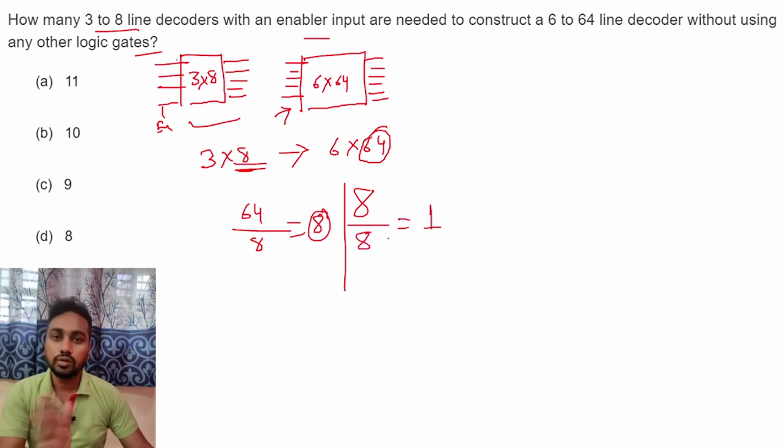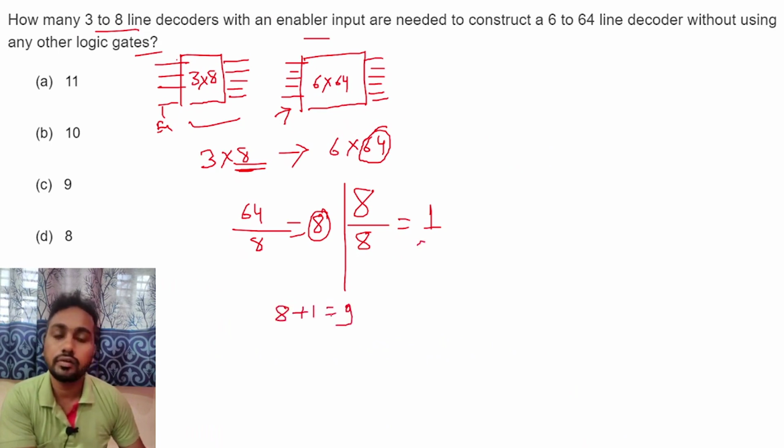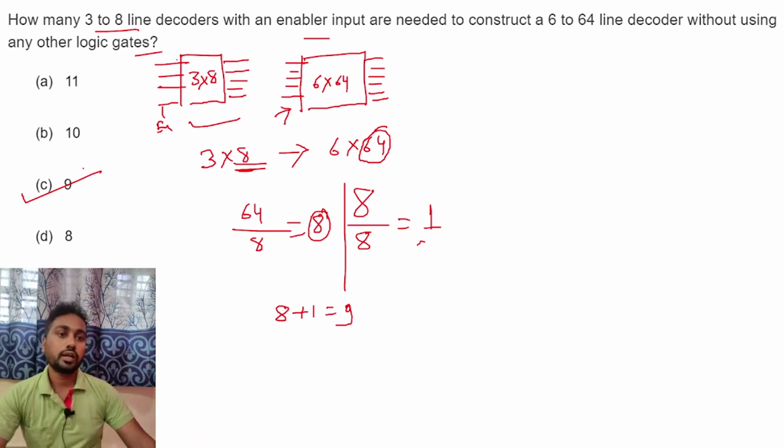Like that you need to divide further until it divides completely. Okay, so here it will finish. So 8 plus 1, that is equal to 9. So here you need 9 decoders to construct 6 into 64. Option C is the right answer. Like that you need to do the calculation.